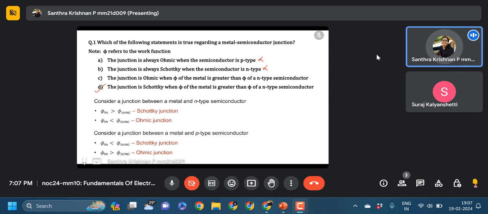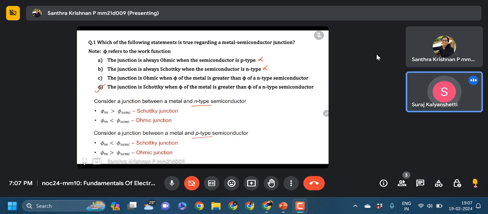So these are the things you'll have to memorize. Suppose it's a junction between a metal and an N type semiconductor, ohmic. This I know, but I wanted to understand why the junction is always ohmic. Even if it's N type or P type, the work function of the metal is greater than the P type semiconductor, right? The same thing applies for N and P, whatever it is.